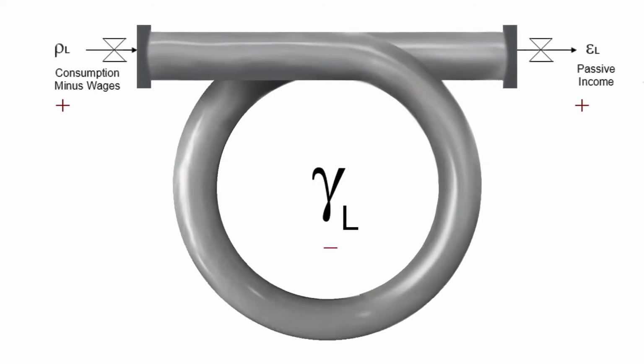Passive income, epsilon sub L, a positive quantity, is shown here at the upper right, decrementing a household sector L's savings level, gamma sub L. By convention, household savings are negative quanta, and are thus made more negative by passive income. Households' net cash flows, rho sub L, operate at the upper left of this diagram, diminishing savings through actions of its positive component, consumption, and increasing savings through the action of its negative component, wages.